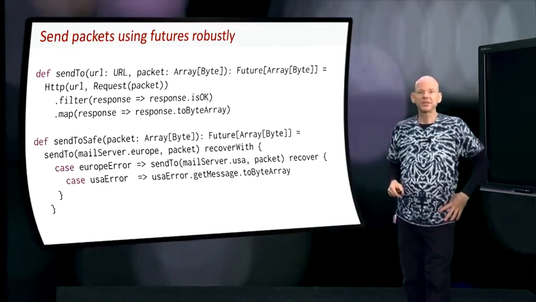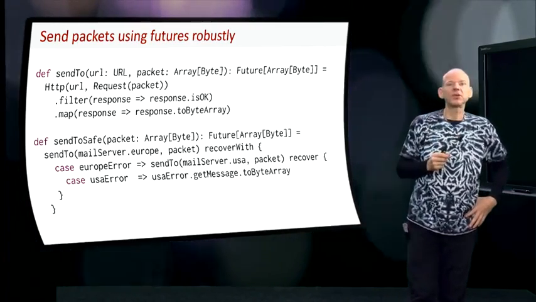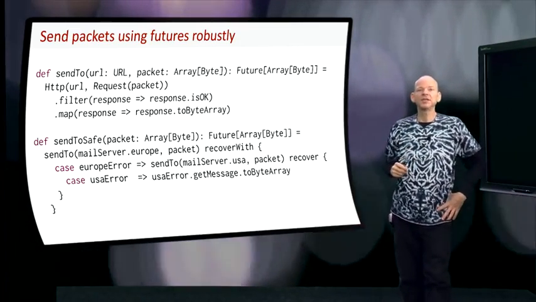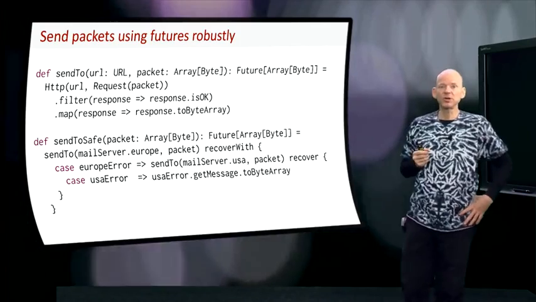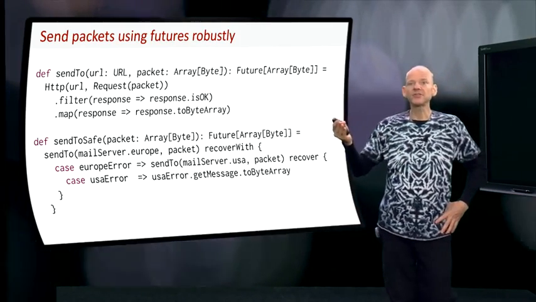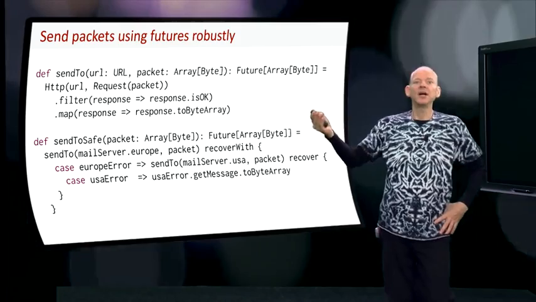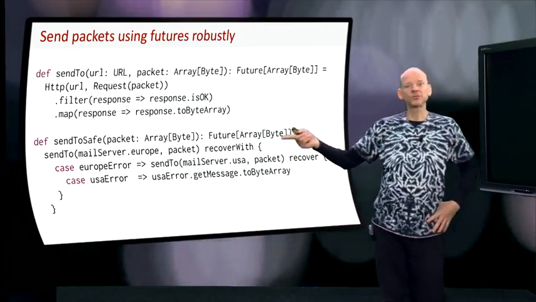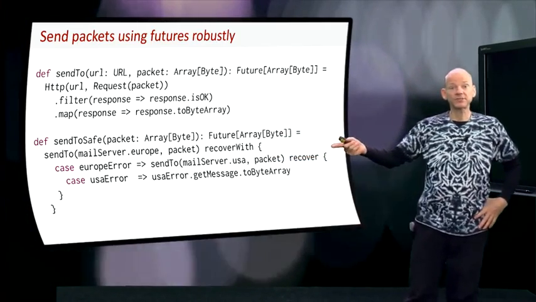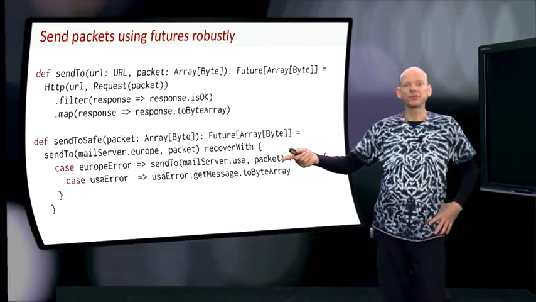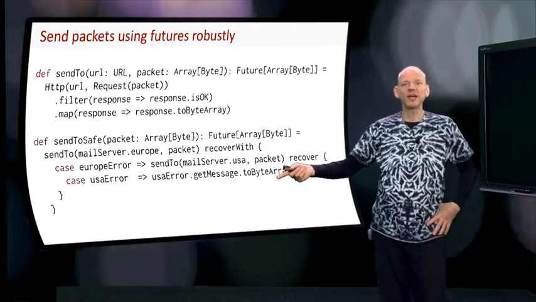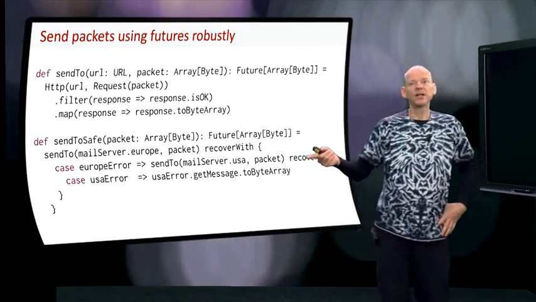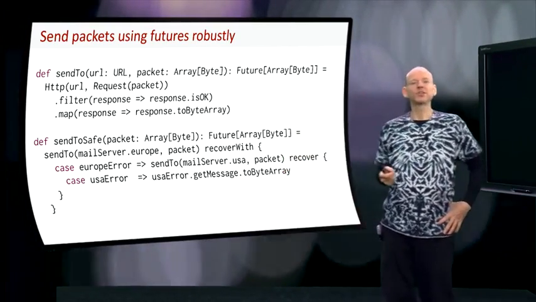So let's see if we can use these functions to write a more resilient version of sending packets. All right, so there was our old version. We would just send it. What we're going to do now is send the packet to Europe first. When that fails, we use recoverWith. Then what we get is a function from throwable to future of T, right? That's what we need. So we send it to Europe, and then to the US, and when that fails, we just return the error message with recover, and if it succeeds, we're done.